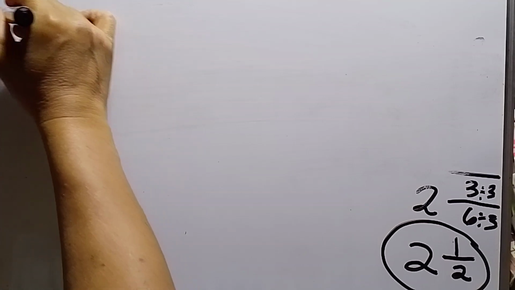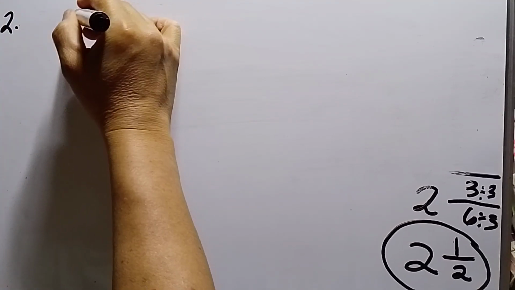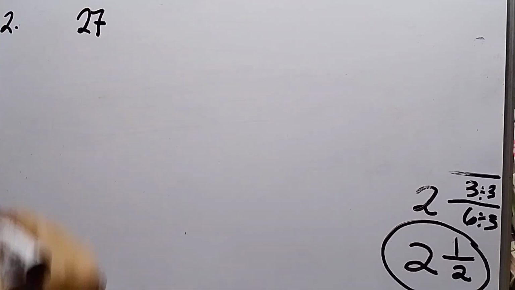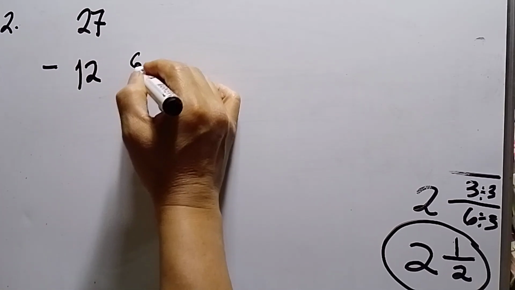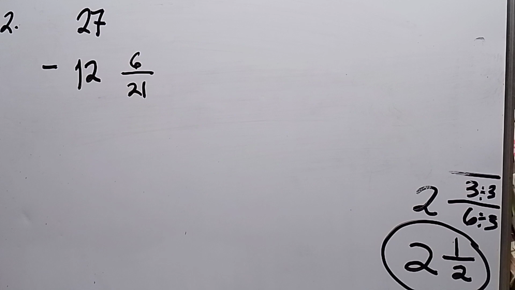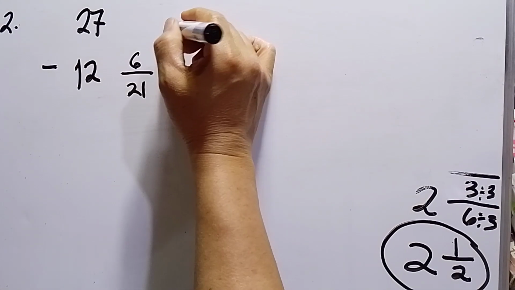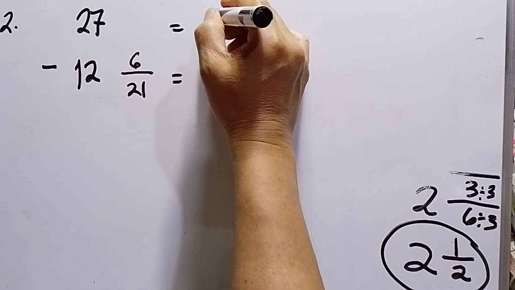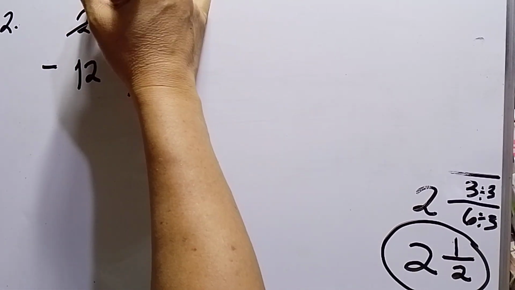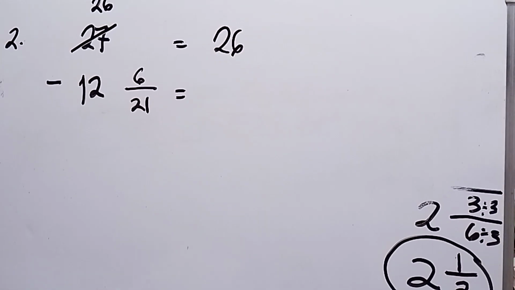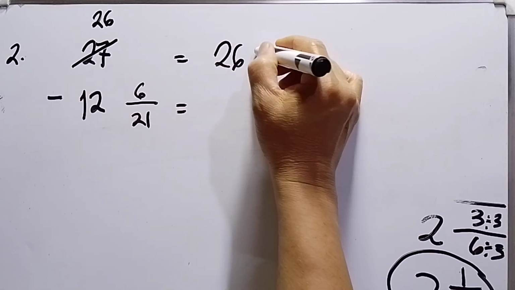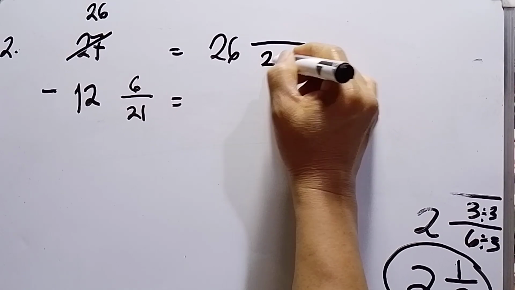What if it's only whole number? This will be 27, and then minus 12, then I have 6 over 21. So what shall I do for this number 2? So first thing to do is, I will borrow from here. Borrow 1, this will be 26. Okay, 26. Since I have here 21, I need to write this one, 21.